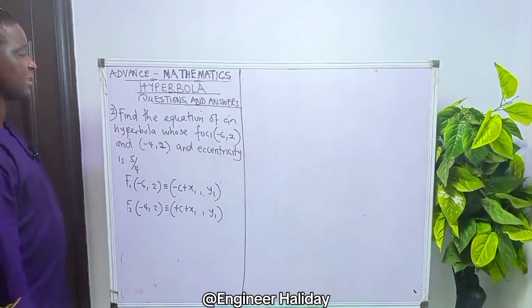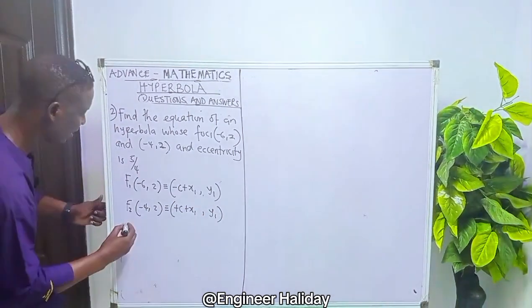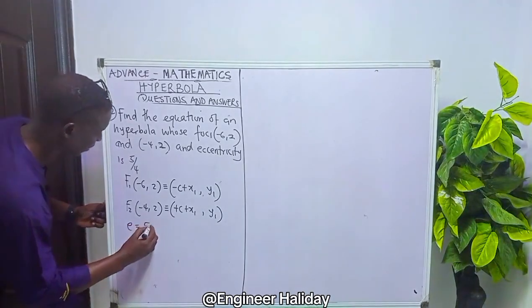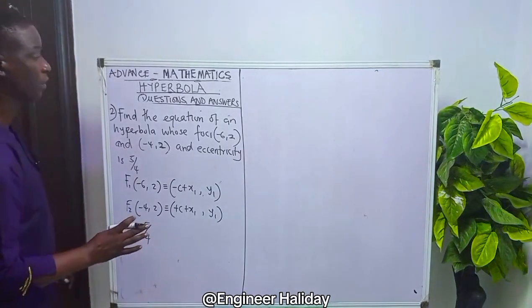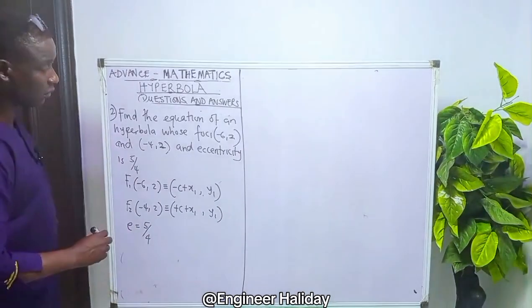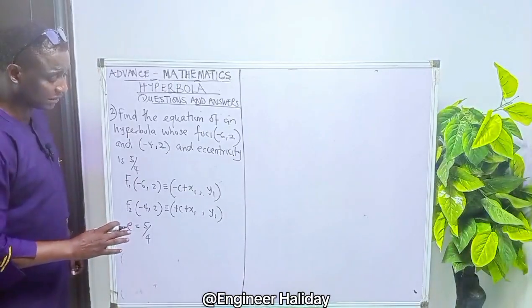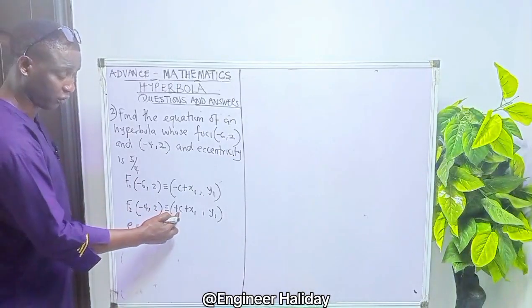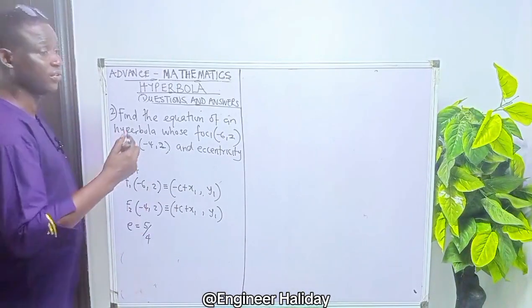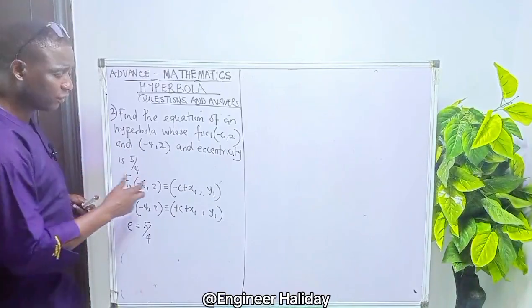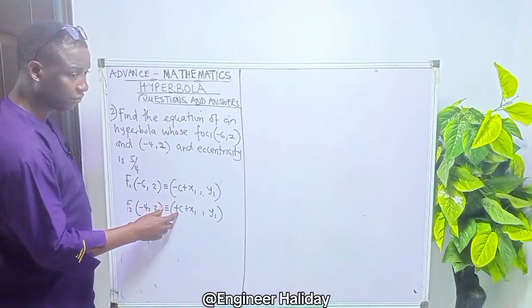Now let's leave it like this first. Now what is our eccentricity? Eccentricity is 5/4. Now why do I give this one plus c and give this one minus c? That's another thing. Minus c is smaller than plus c.